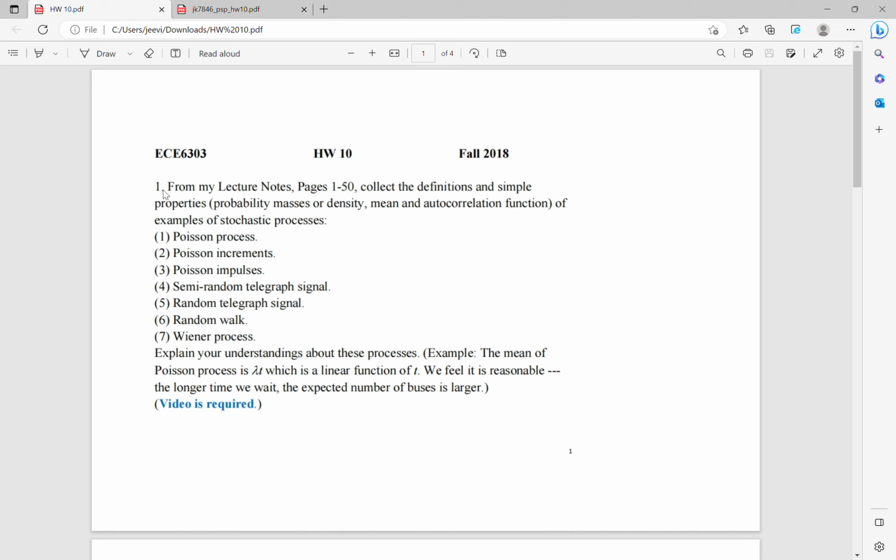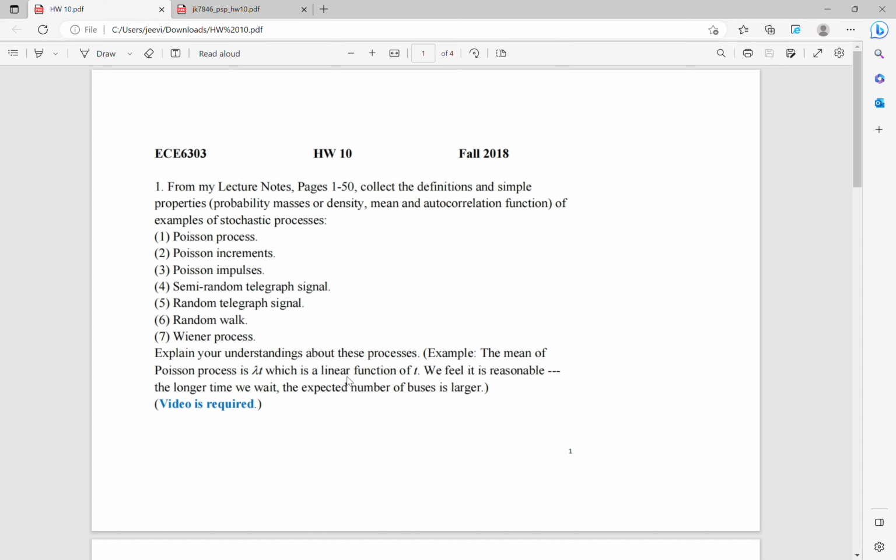The first question states: from my lecture notes, pages 1 to 50, collect the definitions and simple properties, that is probability mass or density, mean and autocorrelation function, of examples of stochastic processes, that is Poisson processes, Poisson increments, Poisson impulses, semi-random telegraph signal, random walk, Wiener process. Explain your understanding about these processes.